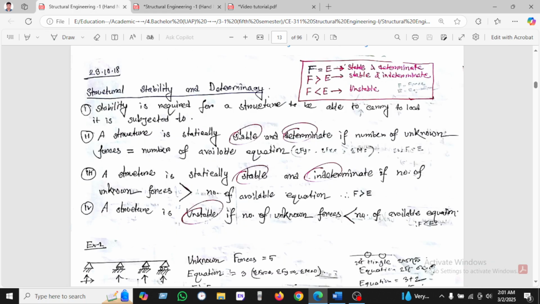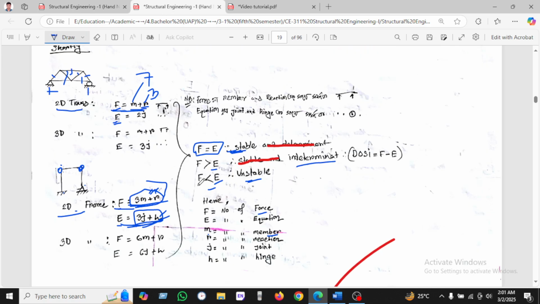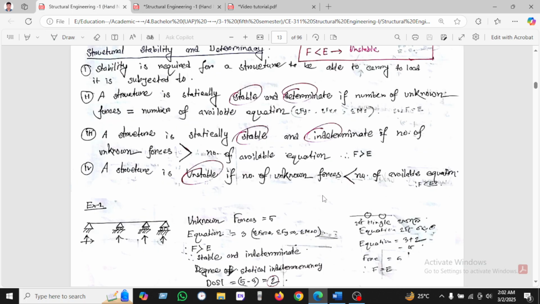Okay, so here another is given. We can see here the structure is unstable if the number of unknown forces is less than the number of available equations. So we can see here the number of forces, and if it is less than the number of equations, then we can say this is unstable.